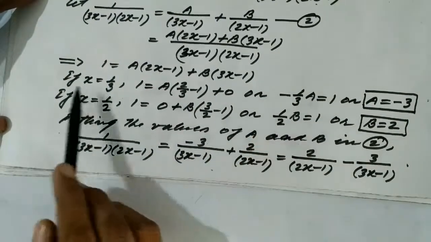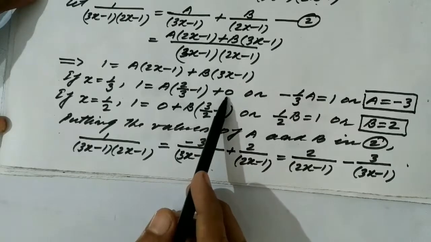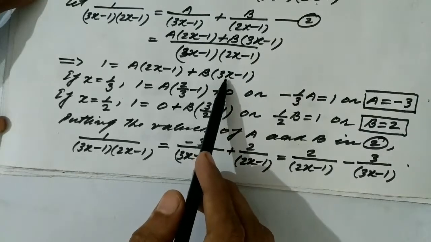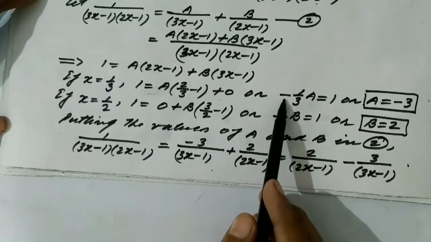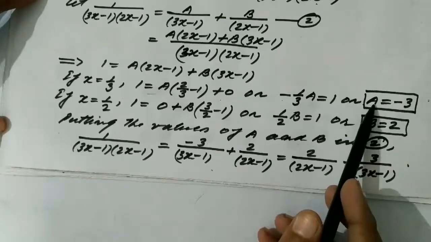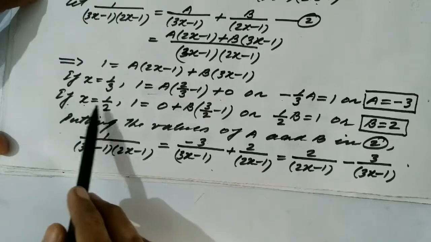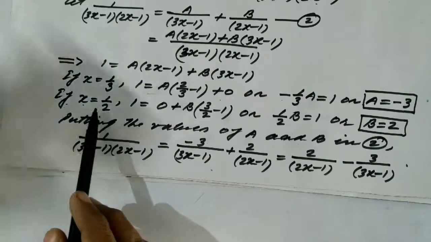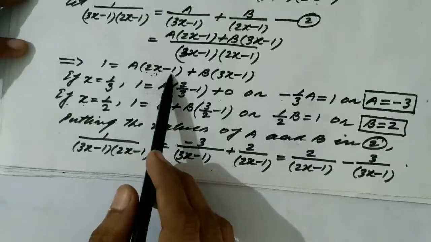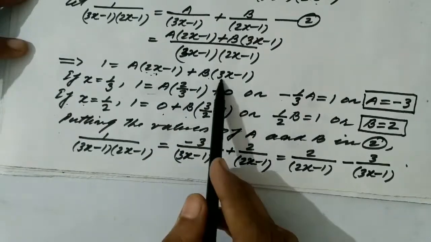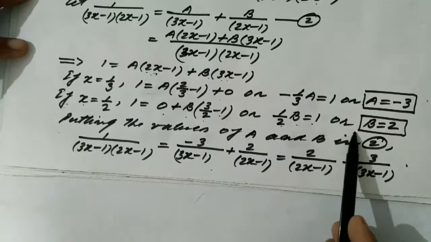So if x is equal to 1 upon 3, we get 1 is equal to A into 2 upon 3 minus 1 plus 0, because 3 into 1 upon 3 becomes 1, 1 minus 1 becomes 0. So by this expression we get minus 1 upon 3 A is equal to 1, or A is equal to minus 3. In the next step, we substitute x is equal to half in order to find the value of B. So substituting x is equal to half in this expression, we get 2x minus 1 is 0, because 2 into half is 1, 1 minus 1 is 0, and here B, and 3 into half, 3 by 2 minus 1, so we get half B is equal to 1, or B is equal to 2.